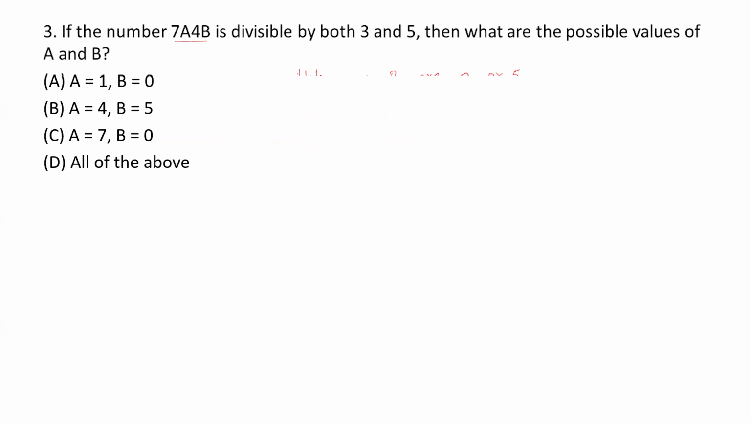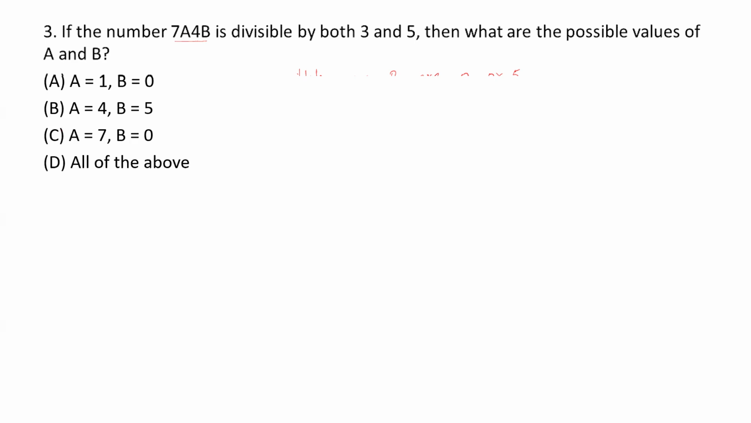If the number, this is a number, is divisible by both 3 and 5, then what are the possible values of A and B? So just remember the rule. A number should be divisible by 3 as well as 5.